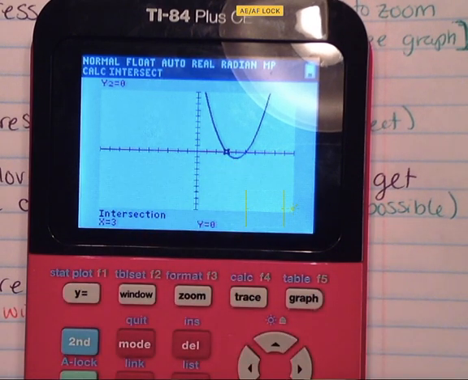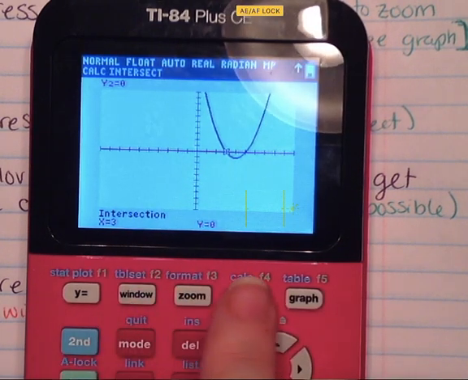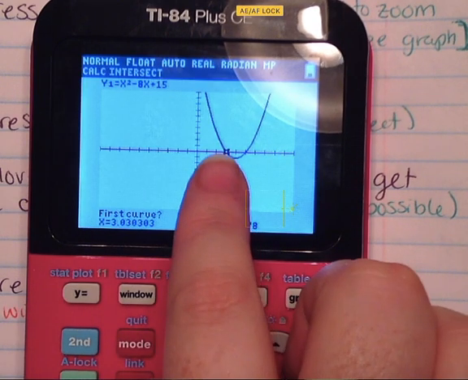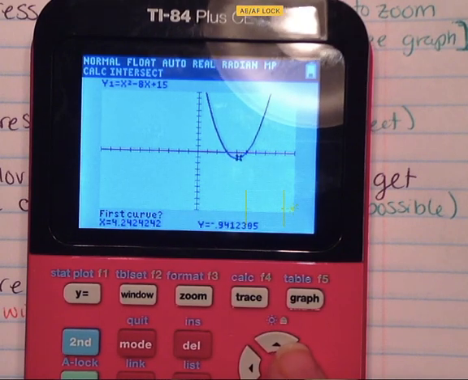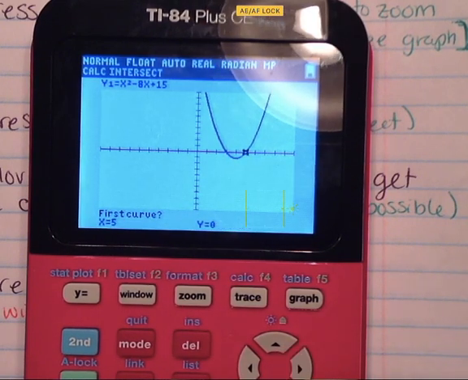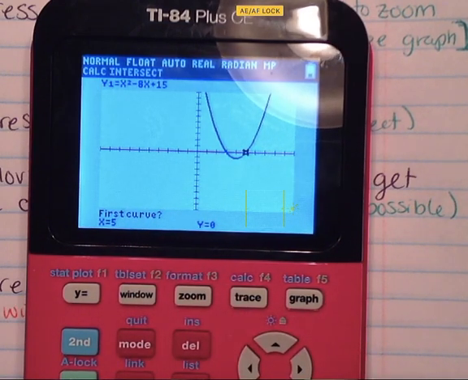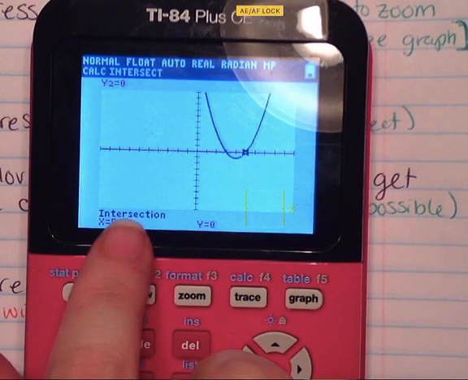So I'm going to go back and do second trace 5 again, because I found that first one. So second trace 5. Now my cursor is back where it started. I need to find the other one, so I'm going to go to the right until I get close to that x-intercept. As long as I'm close to it, I should be good. And it's actually there, but I want to make sure I press enter 3 times still. So enter, enter, enter. Inside intersection, we have 5, 0.